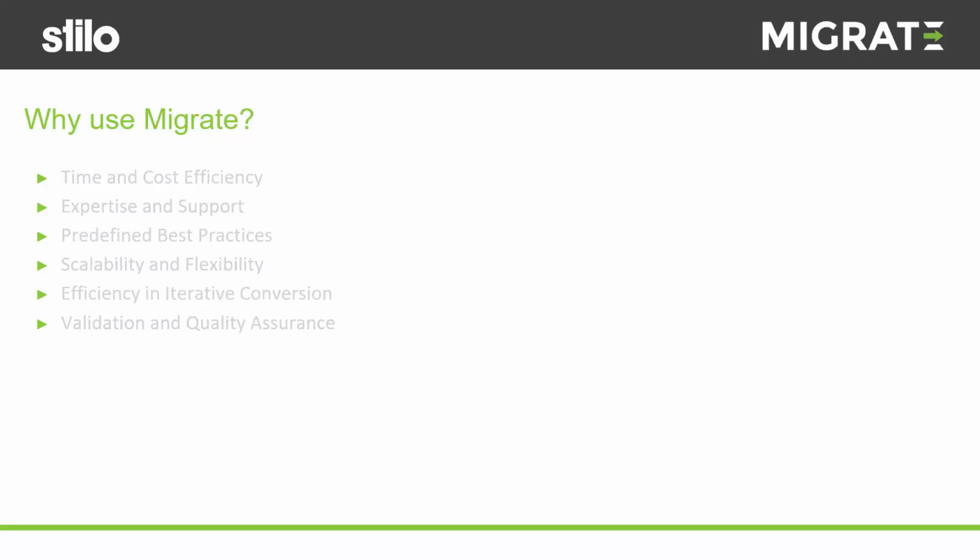And then lastly, we have validation and quality assurance. So Migrate includes validation and quality assurance checks along the way to ensure the integrity and quality of the converted content. So it'll help us to identify some of the issues, inconsistencies, or errors during the migration process, allowing you to address them proactively and maintain your content quality, as well as we can help you out with that quality assurance as well, like I said before.